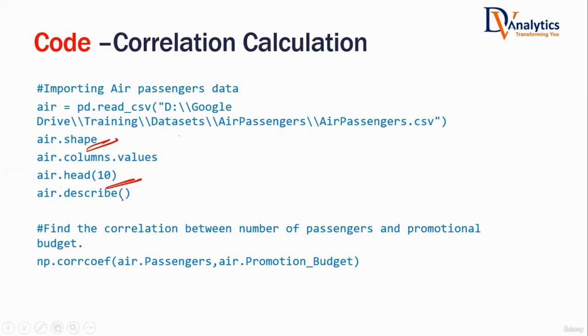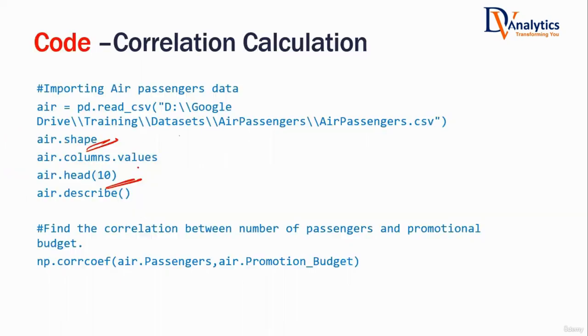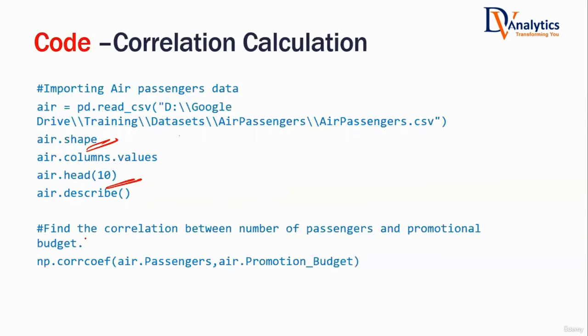Now I want to find out the correlation between passengers and promotional budget. How do you find that? There is a direct function in NumPy. You write np.corrcoef, the NumPy correlation coefficient. Write the first variable, write the second variable.